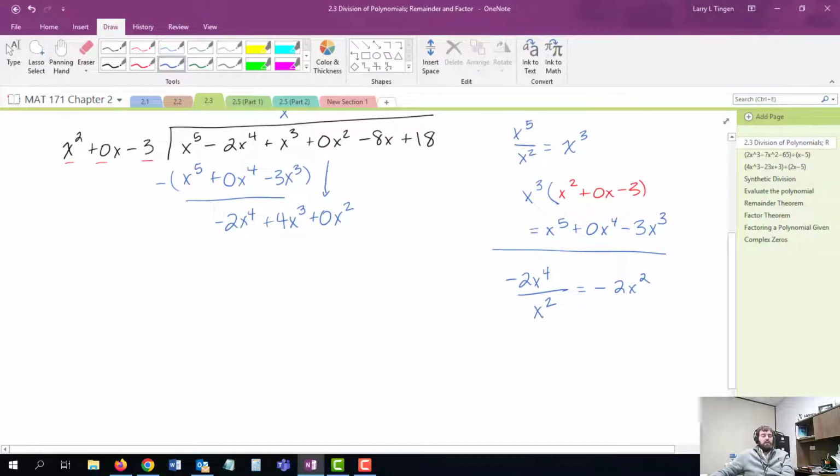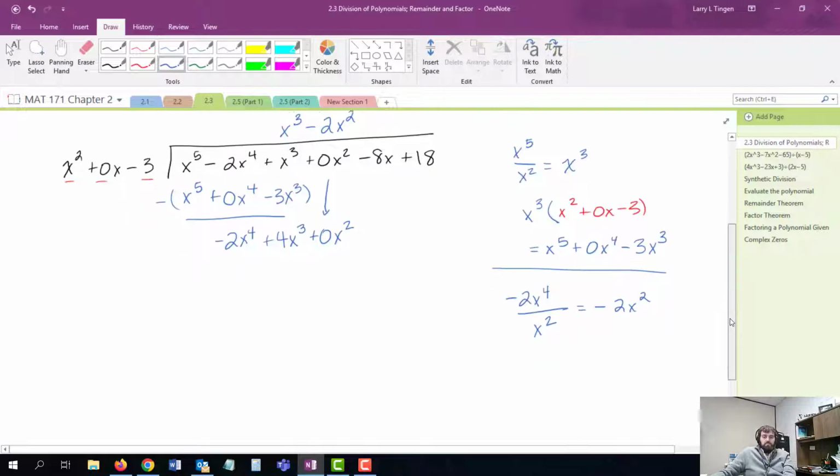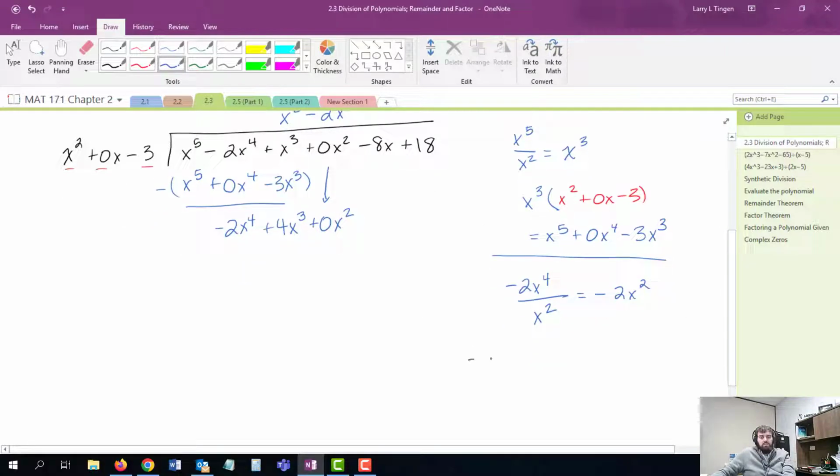X to the fourth divided by x squared. Dividing with the same base, you subtract the powers. 4 minus 2 is 2. All right, so now that I have that, I write that in my quotient. Again, making sure to line it up over the powers. And now I multiply the negative 2x squared times the divisor, x squared plus 0x minus 3.